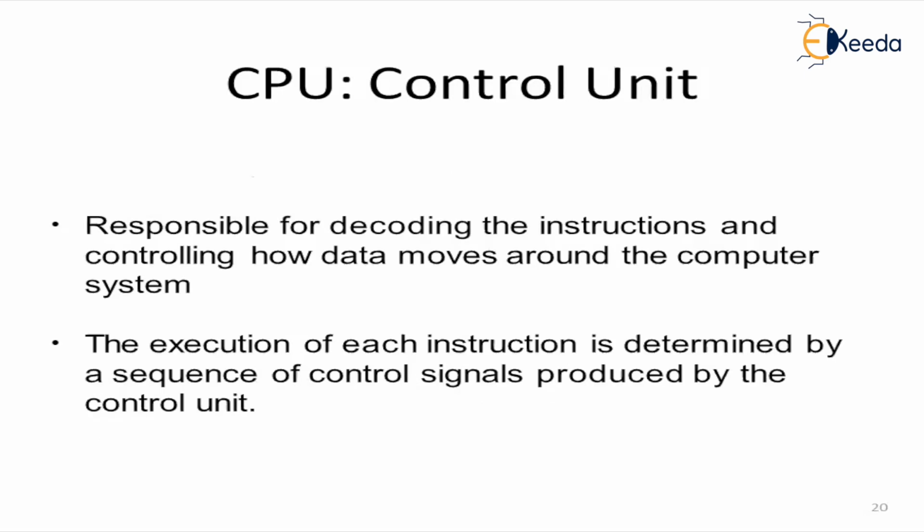The control unit is responsible for decoding the instruction and controlling how data moves around the computer. You should first understand that the control unit is directly linked with the ALU, registers, and different memories. And it has a bus called the control bus. The control bus is mainly responsible for transferring data from one source to the other destination, and the control unit takes care of those transfers. The execution of each instruction is determined by a sequence of control signals produced by the control unit.